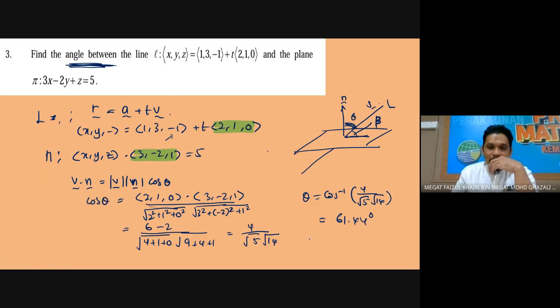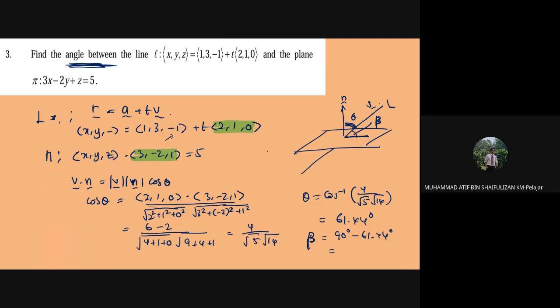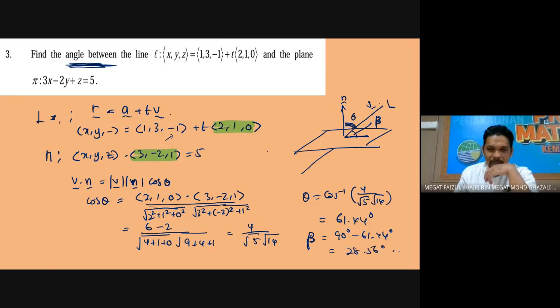So then, beta is the angle that we're looking for, which equals 90 degrees minus 61.44, which equals 28.56 degrees. There you go. Okay, 28.56 or 28.6. All right.